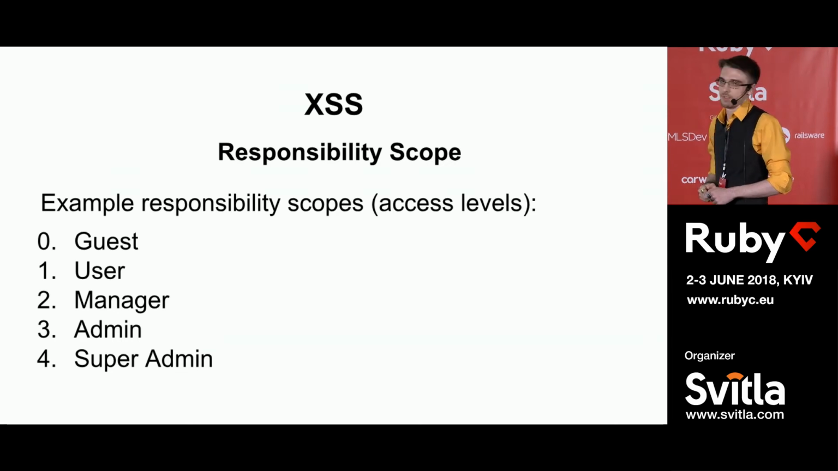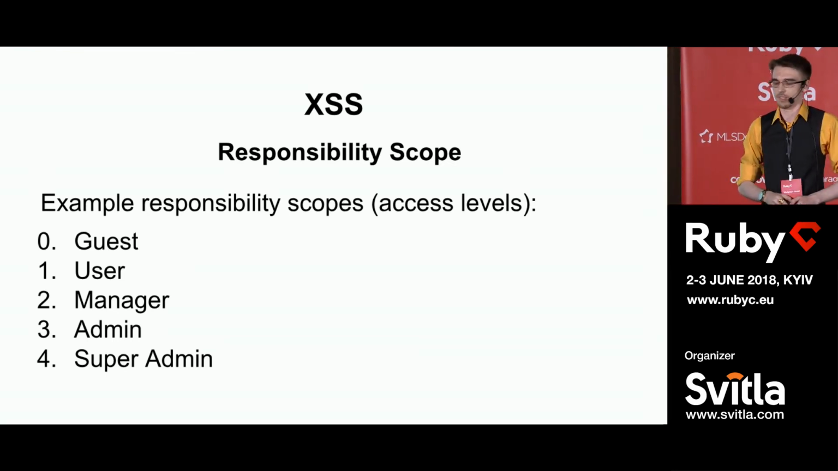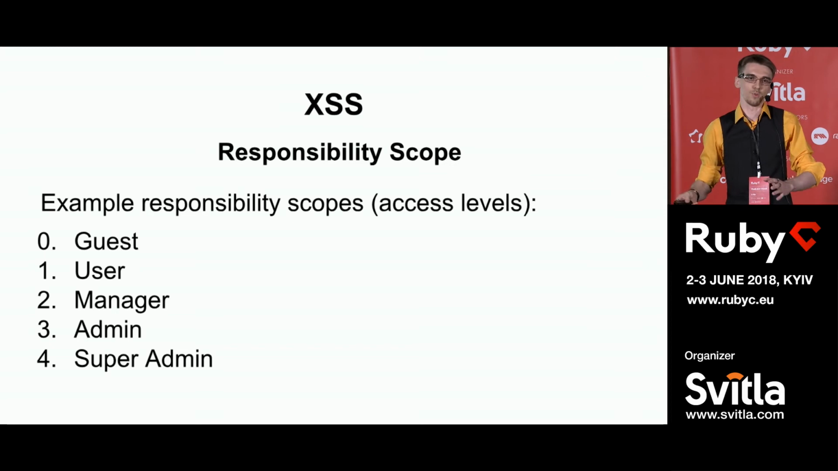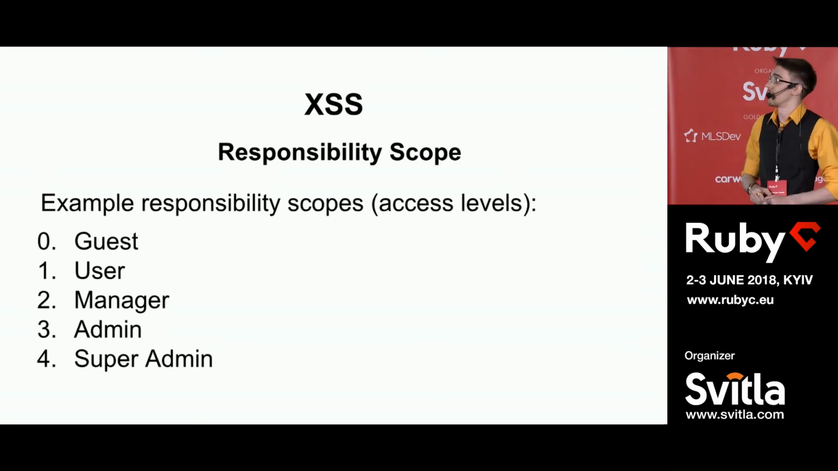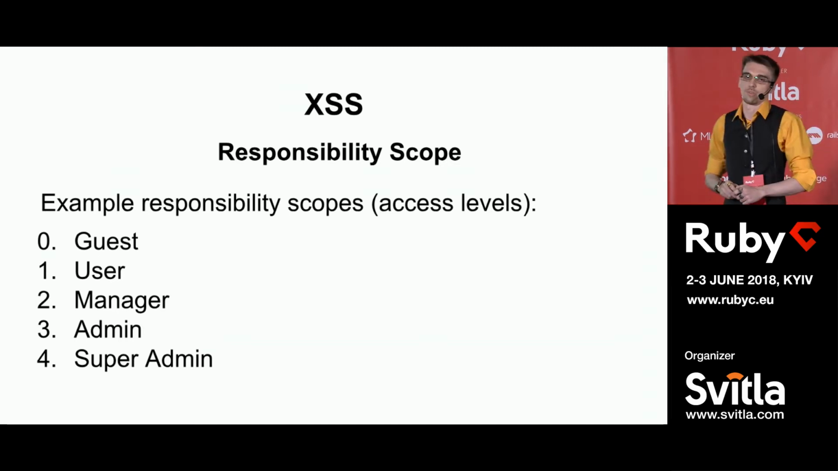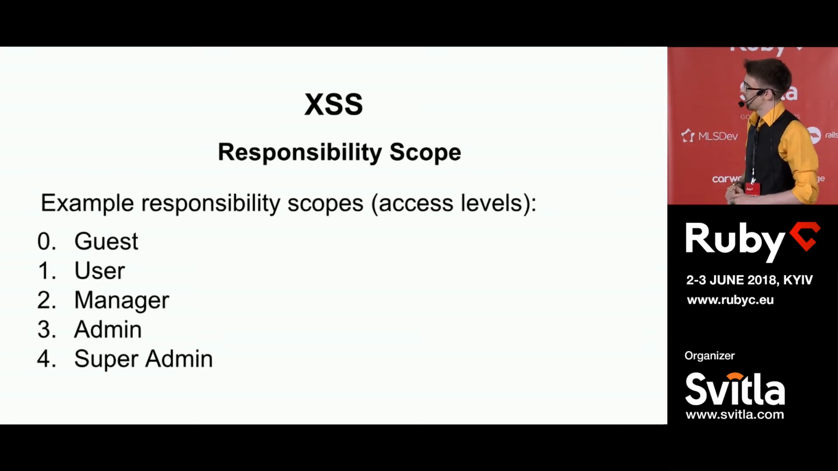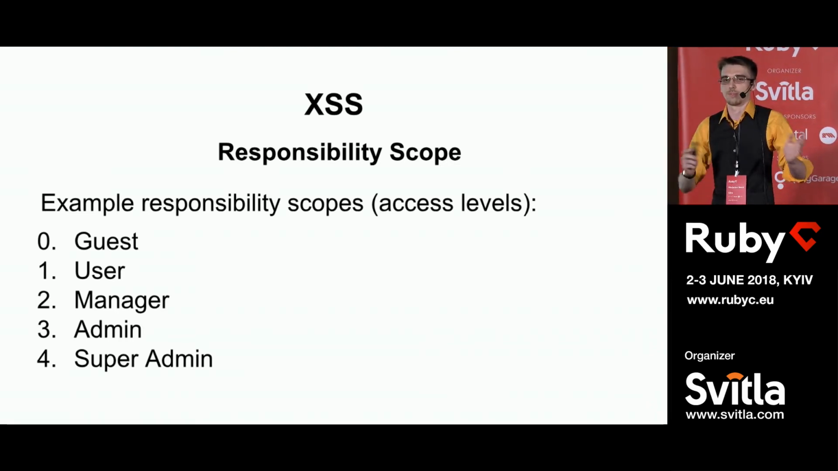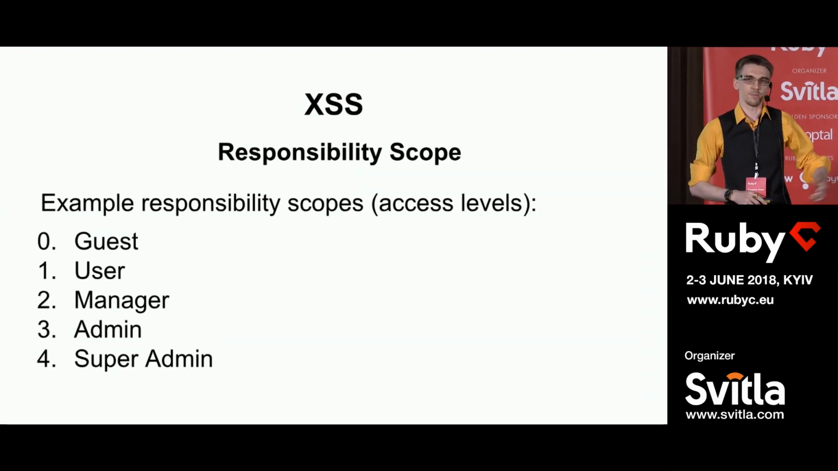When we're talking about an attacker and a victim, the thing is that someone injects some code to access someone else's session or credentials. And we can think about it as a responsibility scope. It completely depends on your application, but just for example, let's divide it into 5 scopes. There can be guests: you have a single page application, it's open to everyone, and anyone can just go to it and do some stuff.